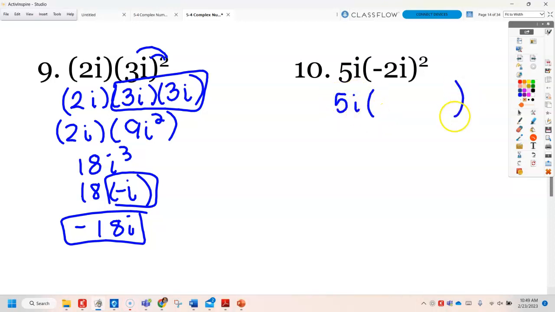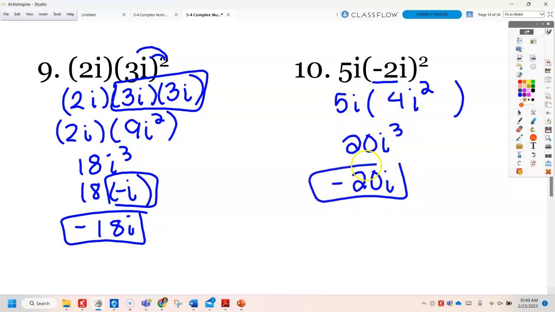Be careful. In 10, a negative times a negative is a positive. Any negative number squared is positive. So this becomes, again, 4i squared. 4 times 5 is 20. Being positive or negative is so important because it really affects your value when you start to plug in the negative i's or the negative ones, etc. So your final answer should be negative 20i.